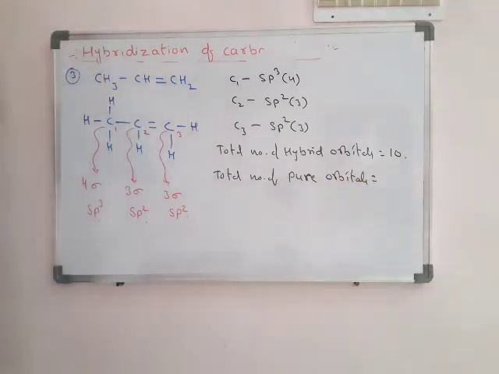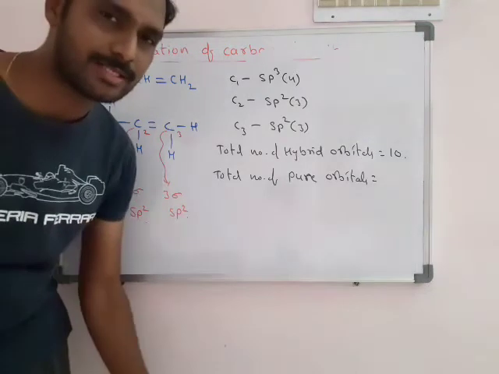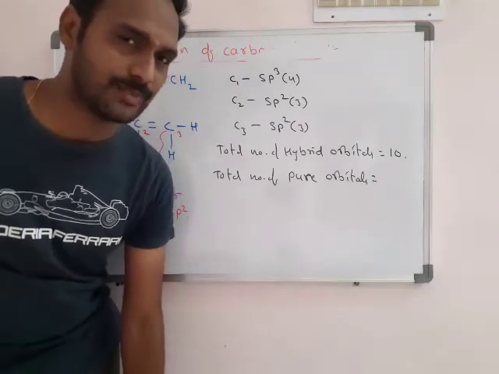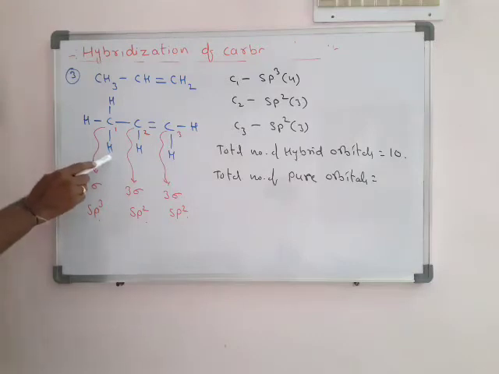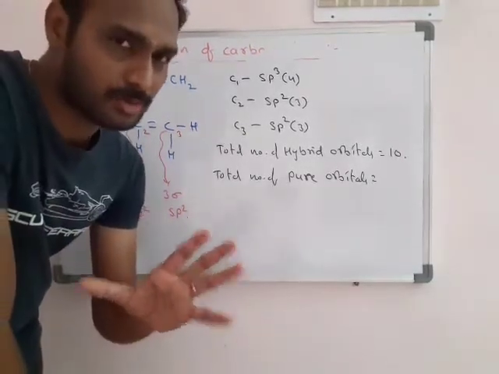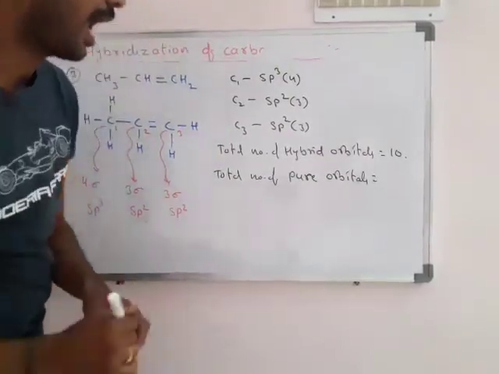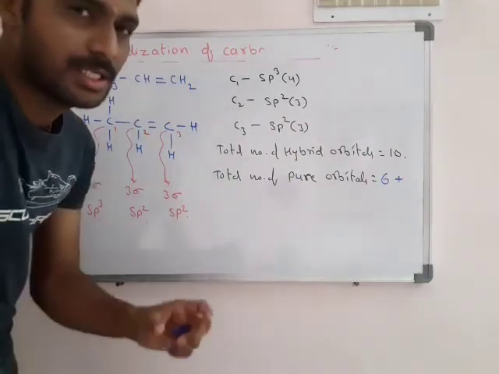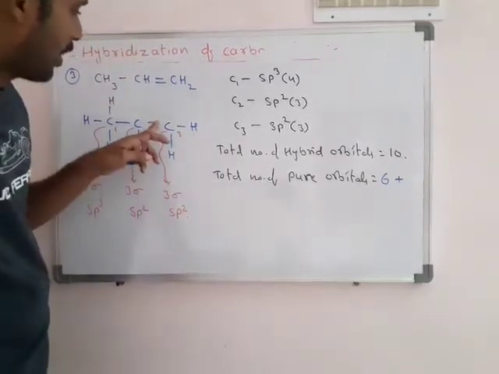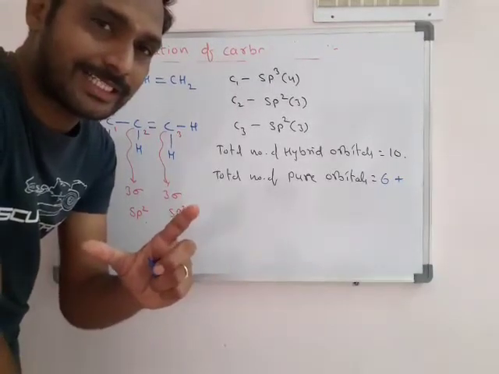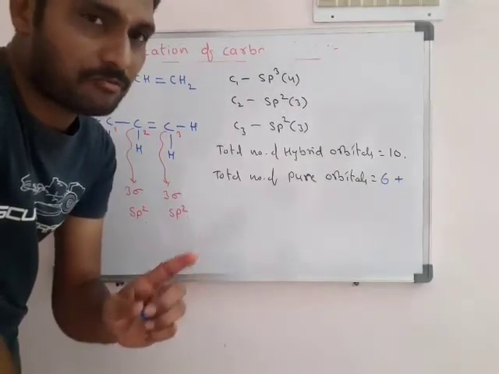Total number of pure orbitals: generally in the examples we took, like ethane and methane, there are no pi bonds, so we directly treat the number of hydrogens. Here, the hydrogens' s orbitals, how many formed? 1, 2, 3, 4, 5, 6 hydrogens, so 6 s orbitals are involved. The other thing is there are 2 pure orbitals, since one pi bond formed. Hybrid orbitals do not involve in pi bond formation.